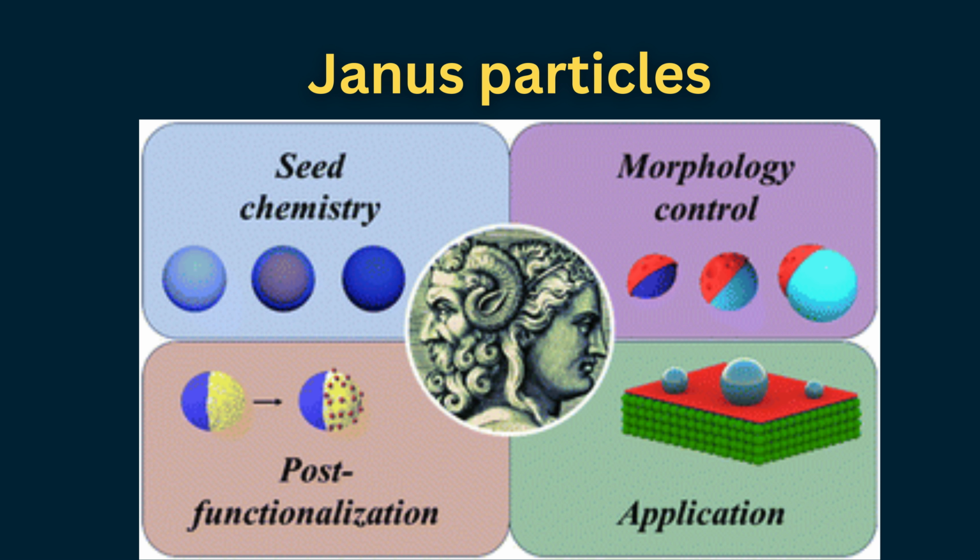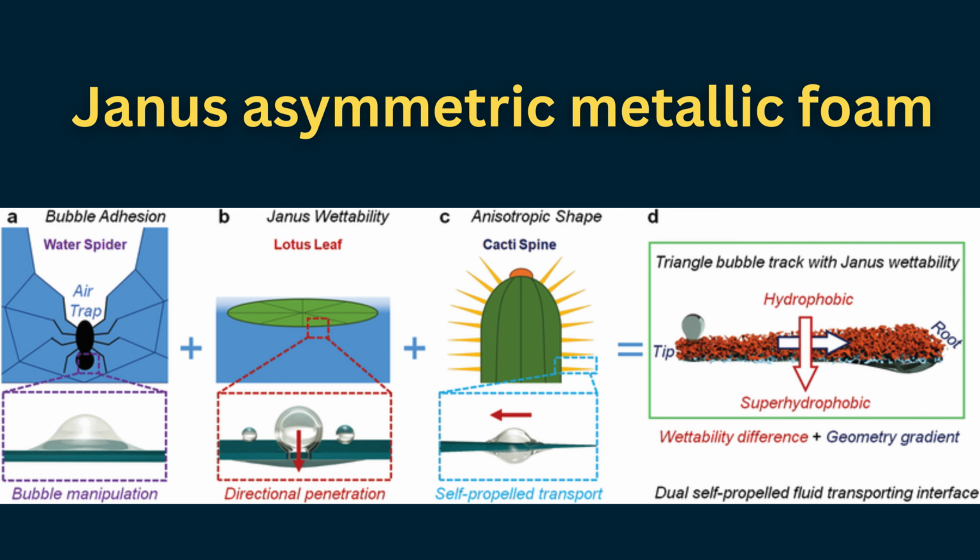In parallel, Janus structural concepts have been extended to macroscopic porous materials such as Janus foams and dual Janus foams. These materials exhibit asymmetric wettability, photothermal properties, and thermal rectification, enabling directional heat and mass transport. Such materials are particularly promising for solar desalination, thermal management systems, and energy-efficient buildings.